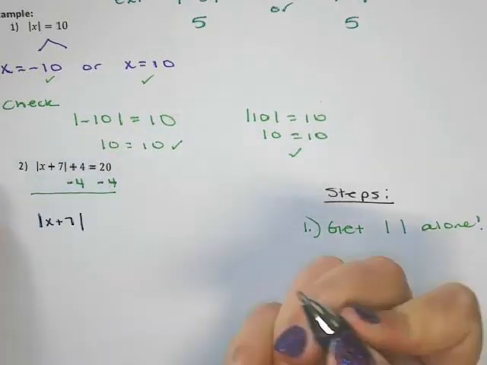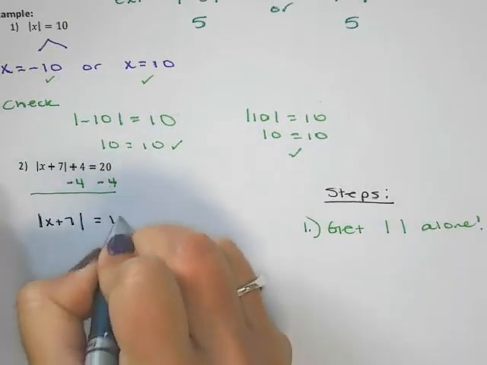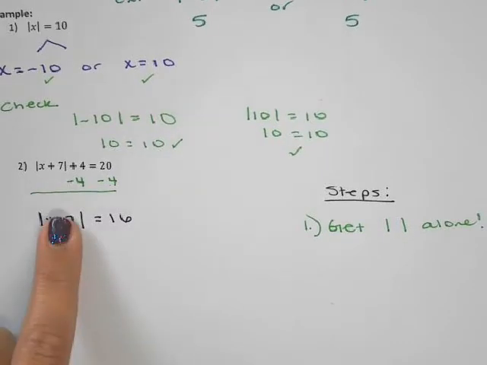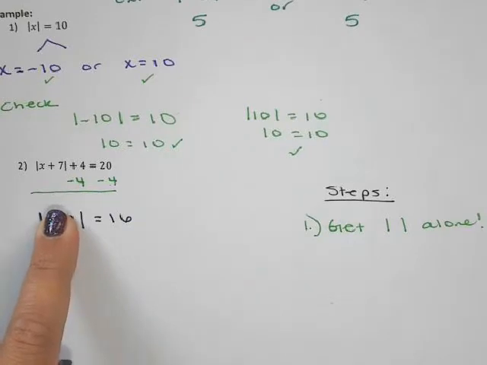Now we have the brackets by themselves set equal to 16. Okay, so whatever this is on the inside, I don't really care, but I know I took an absolute value of a number and I said that it was 16. So the distance away from 0 is 16. What two numbers are 16 away from 0? Yeah, negative 16 and 16.